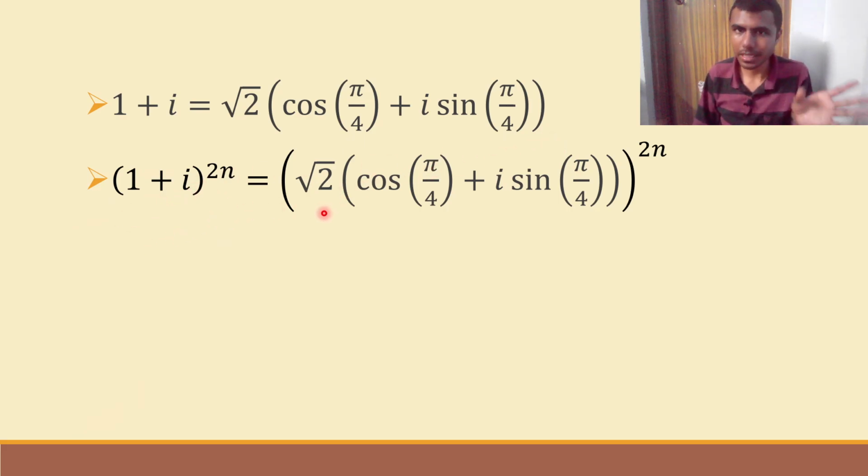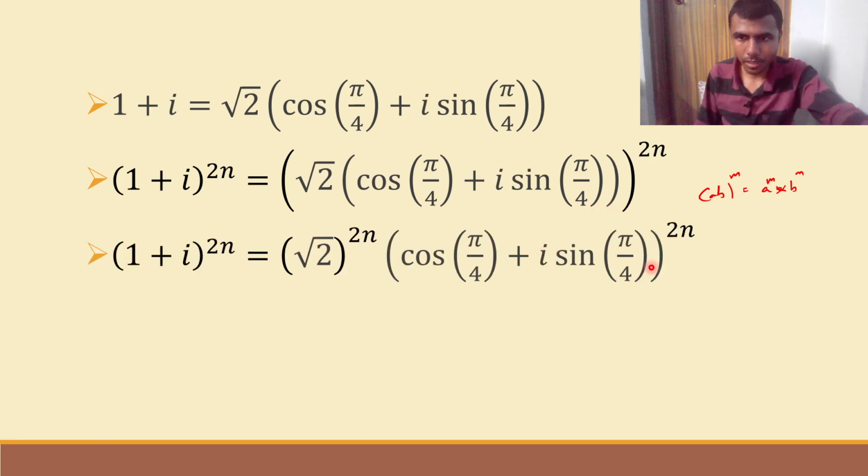On the LHS you don't have to do anything, we just have to simplify the RHS. See, root 2 into this, whole power 2n. See, (AB) whole power m is nothing but A power m into B power m. So likewise, here also, root 2 into this power 2n is nothing but root 2 power 2n into (cos pi by 4 + i sin pi by 4) power 2n. This is what I have.